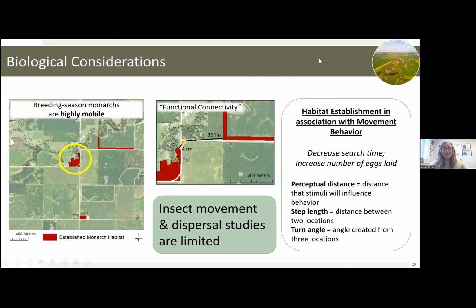So it would be really fantastic if we understood how the butterflies are moving and how we could create functional connectivity. However, at a landscape scale, including multiple properties, insect movement and dispersal studies are really limited because insects are small and we just don't necessarily have the ability to track them over large spaces.